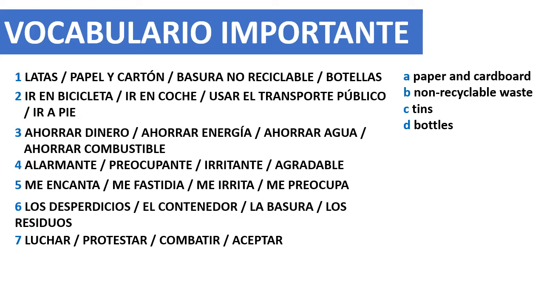So the first thing that you're going to need to do is work out what means what. So obviously we can work out that paper and cardboard is papel y cartón. Non-recyclable waste is going to be basura no reciclable. Botellas is bottles, leaving latas as tins. You're going to work it out like that, starting with the ones that are obvious, and then process of elimination for the ones that you don't know. So now you've got to work out which one is the intruder, which one doesn't fit into that category. Paper and cardboard, non-recyclable waste, tins or bottles. So in this case it's going to be basura no reciclable because the rest of the items are recyclable and obviously non-recyclable waste isn't.